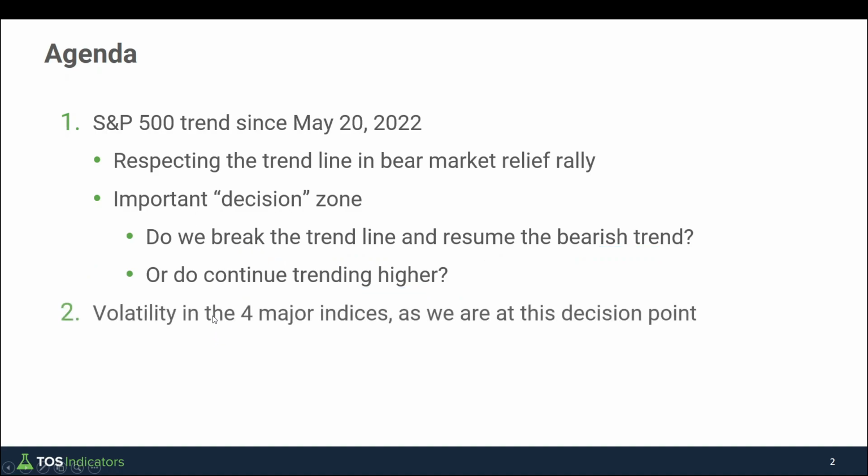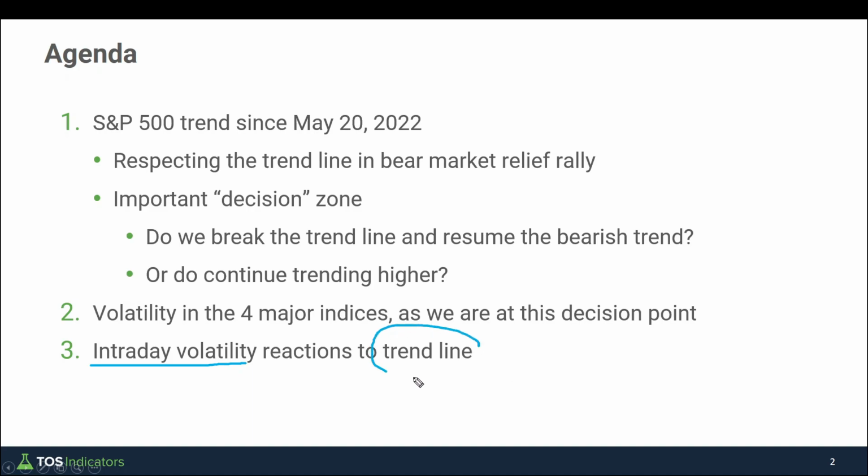Now, outside of that, we'll also touch on the volatility we saw inside of the major index markets. This will include the S&P, the Dow, the Nasdaq, and the Russell. And more importantly, how did that volatility reaction take place to this trend line that we have from May 20th? That trend line is very much getting touched now, so that's why I think it's at this decision point. Either it's going to break, or we're just going to keep respecting it and bouncing pretty dramatically from there. So let's take a look at charts.